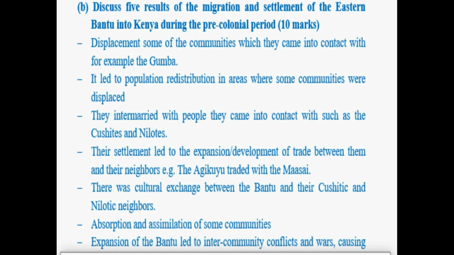Remember, people usually fight because of resources. If resources were enough in the world, people would not be fighting, but because resources are scarce, they are very little, they are limited. That's why you find some communities fight each other.